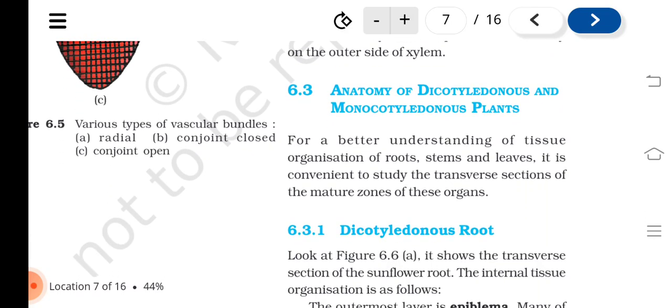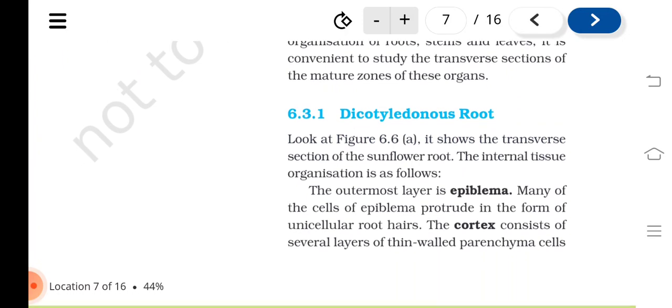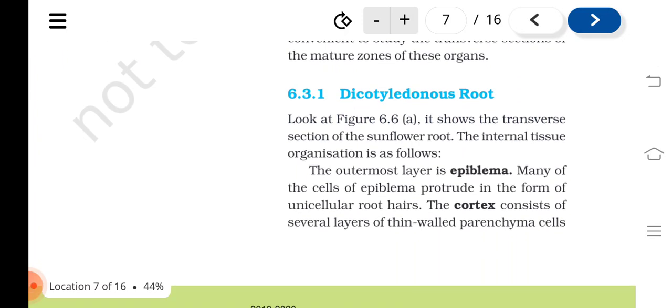Anatomy of dicotyledonous and monocotyledonous plants. For a better understanding of tissue organization of roots, stems, and leaves, it is convenient to study the transverse sections of the mature zones of these organs. Dicotyledonous root. Look at figure 6.6a. It shows the transverse section of the sunflower root.